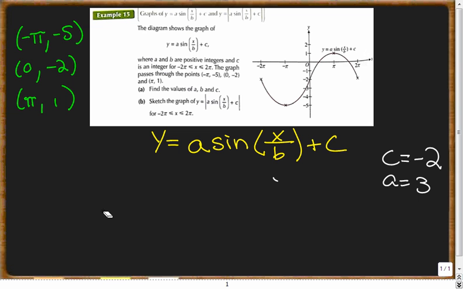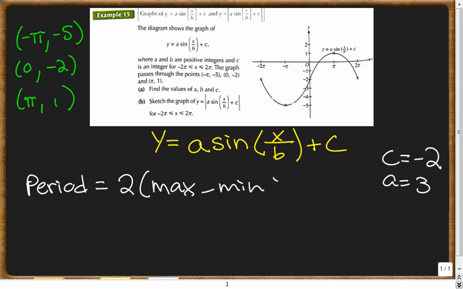Now, because this is a periodic function, normally I look at how far it goes from max to max. But what I could also do is think about what about from min to max? That will be repeated again to go back to the other max. So if I can figure out this distance here, I can help figure out what my period is going to be. So the period of my graph is going to be double the distance from my max to my min.